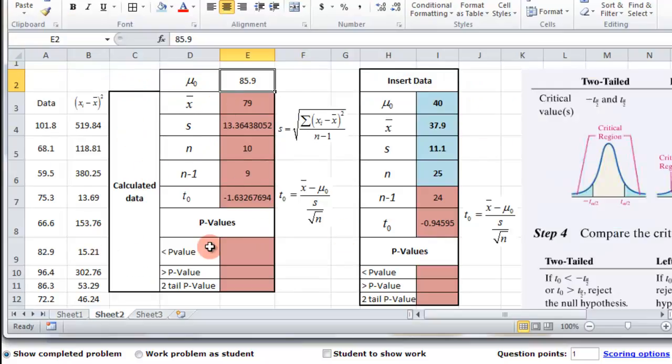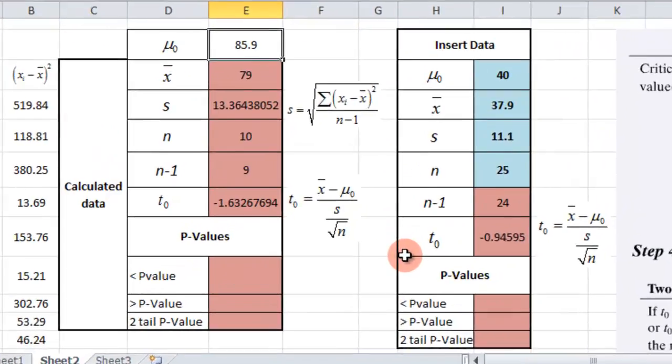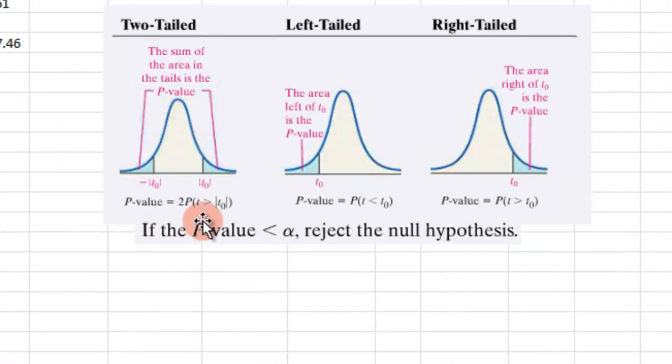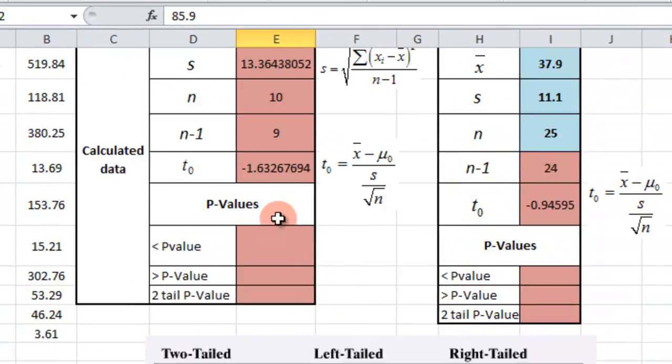Now we want to get the p-value. So when we're looking at the p-values, this is the kind of test we're doing here. We're doing the left-hand tail test again, and we're looking for this area to the left. And if the p-value that we get is less than the significance level, then reject the null hypothesis. So we got to find that area to the left of that t-statistic. And how we do that here, there's a nice little function in Excel.